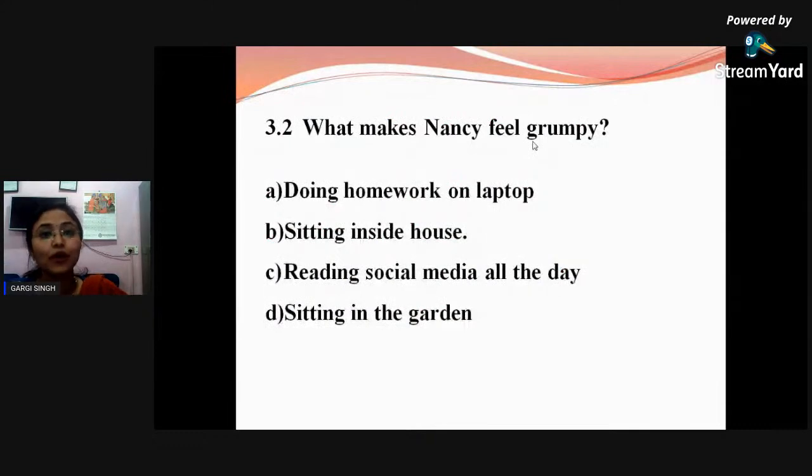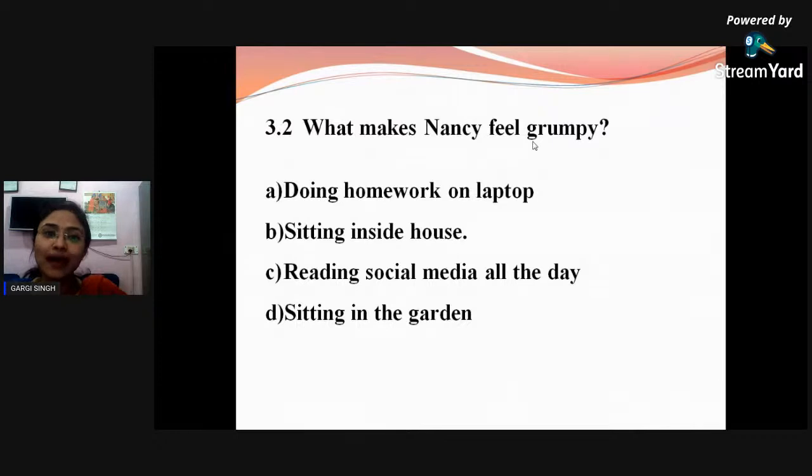Question says, what makes Nancy feel grumpy? Now, Sakal asked me about the meaning grumpy. Now you have understood, I hope. What makes Nancy feel grumpy? This question is directly, you need to retrieve the information, locate the information in the slide, in the comic strip.